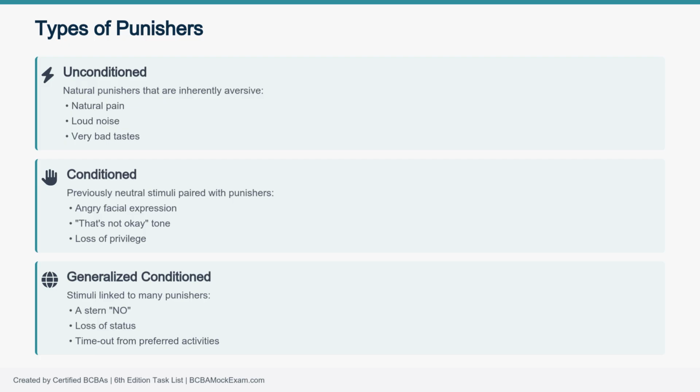Generalized conditioned punishers are signals that have been associated with many different punishers, such as a firm no, loss of status, or timeout from a broad range of preferred activities. On exam items, pay attention to how the stimulus got its power. Was it inherently aversive, paired with one punisher, or broadly linked to multiple aversive outcomes?